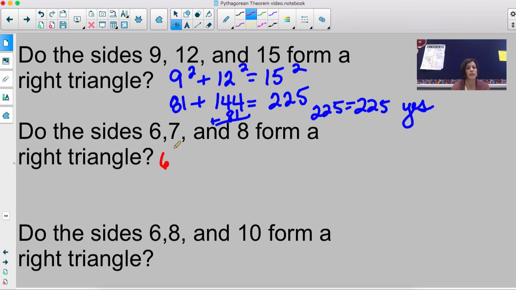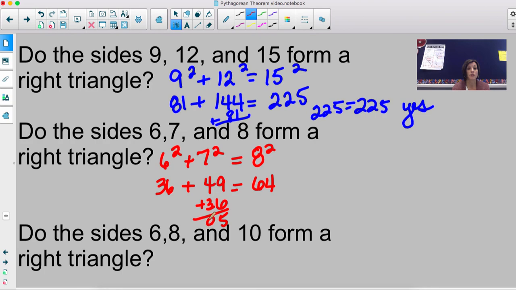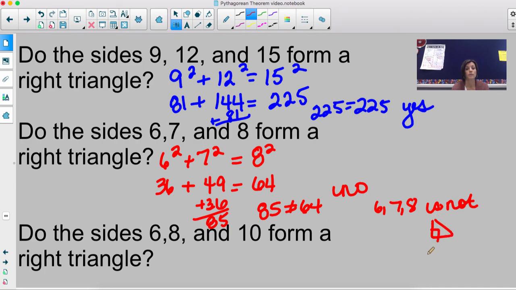Problem 3 is 6 squared plus 7 squared. Does that equal 8 squared? Well, we know a 3, 4, 5 works. Let's see if a 6, 7, 8 works. So 36 plus 49 is equal to 64. That does not look like it works. 85 does not equal 64, so no. 6, 7, 8 is not a right triangle. All right, 6, 8, and 10 are left to finish the video for yourself.